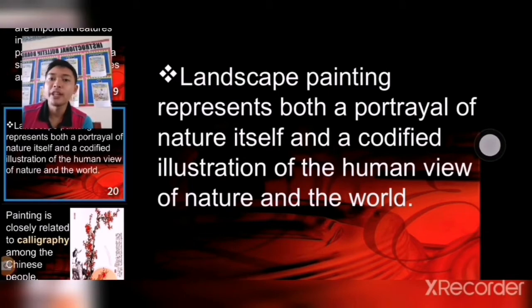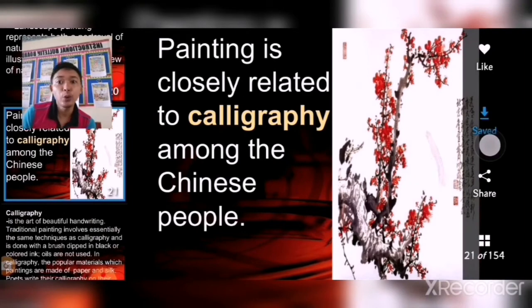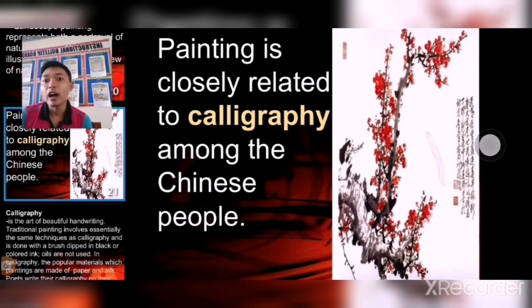Landscape painting represents both a portrayal of nature itself and a codified illustration of the human view of nature and the world. Painting is closely related to calligraphy among the Chinese people. The word calligraphy is associated with the art of beautiful handwriting, a beautiful penmanship. I have here a picture of a flower, and at the right side of it, there's handwriting.